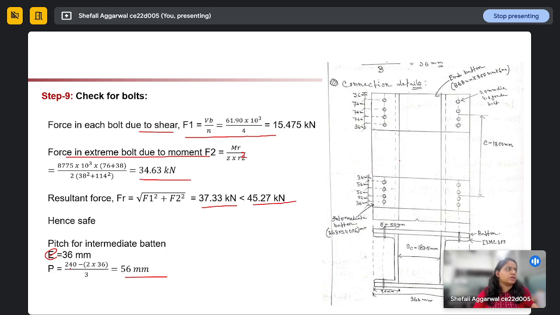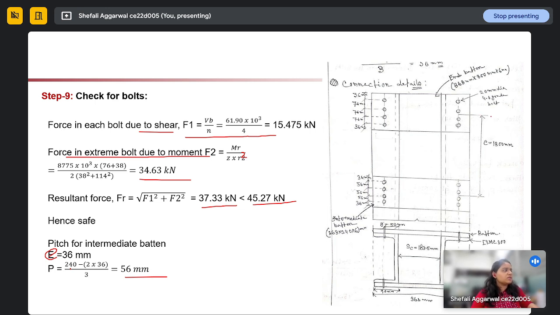So this can be our final connection details. If we see, this is our end batten. This is of 300 mm, and this is our intermediate batten of 240 mm. So if we see, we are providing four bolts. In this case, also four bolts with the edge distance as 36 mm, and spacing which we have calculated as 76 mm. In this case, we have calculated our pitches 56 mm.